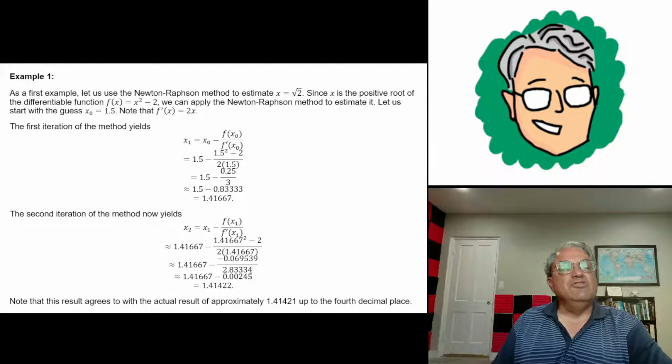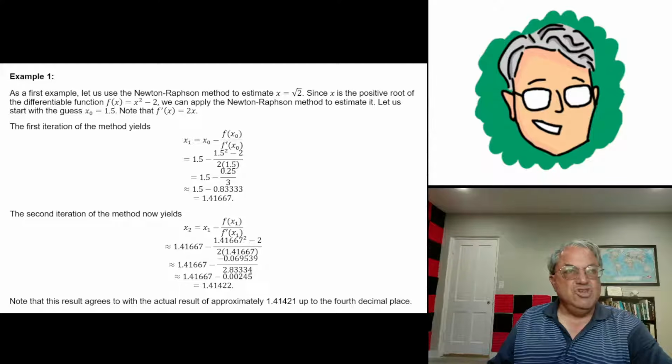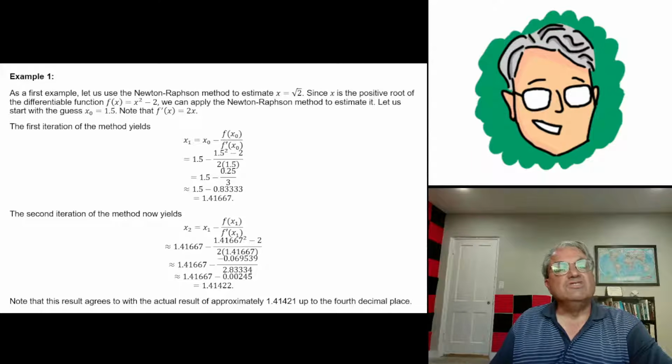So let's make a pretty good initial guess here. I think you guys know that the square root of 2 is pretty close to 1.5. If you didn't know that, it's pretty easy to see because 1 squared is 1 and 2 squared is 4. So you want a number that's between 1 and 2, and 1.5 is halfway between. Anyway, let's just start with x0 equals 1.5 and see what happens.